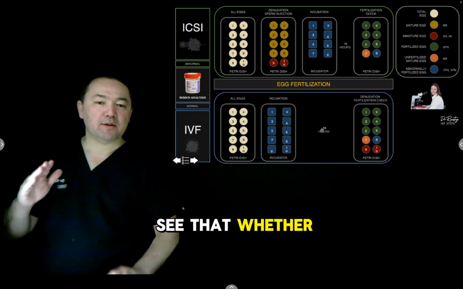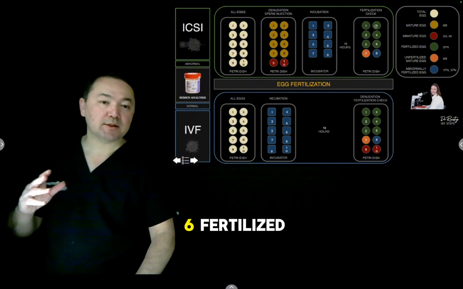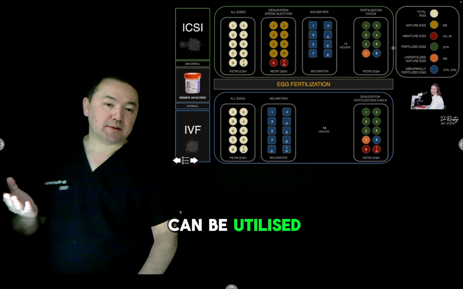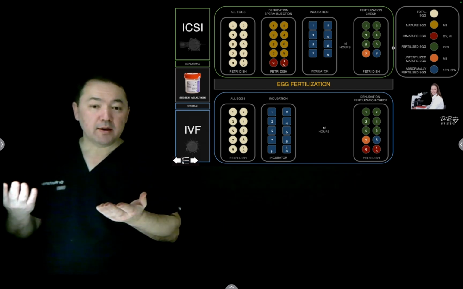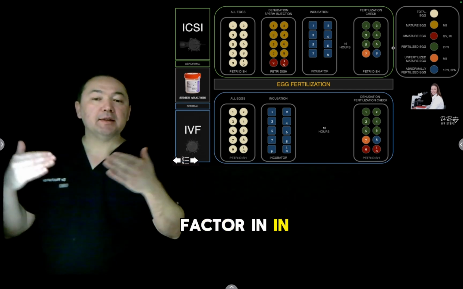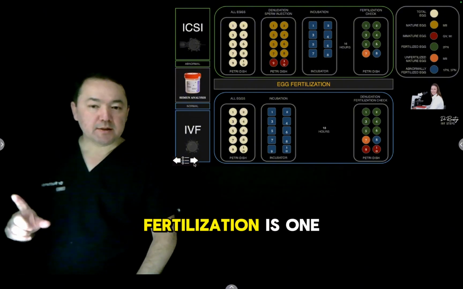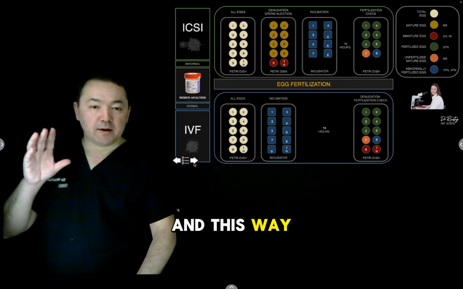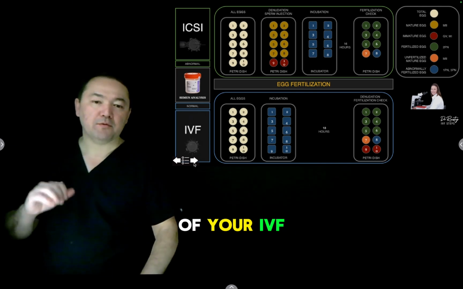Now you can see that whether you did IVF or ICSI, it didn't make any difference, because you got 6 fertilized eggs, which can be utilized. If you select the method for fertilization wrongly, then you may have a very poor fertilization that you will factor in the analysis of your IVF cycle. Fertilization is one of the critical milestones of human reproduction, and that's why understanding your fertilization result is important in optimization of your IVF treatment.